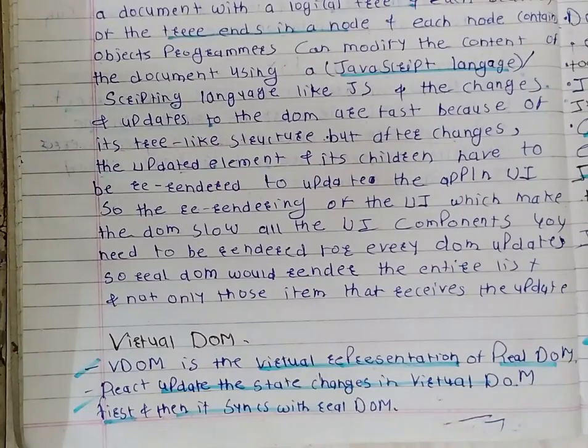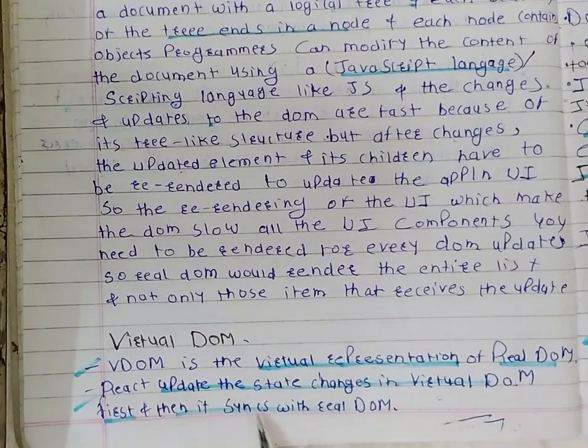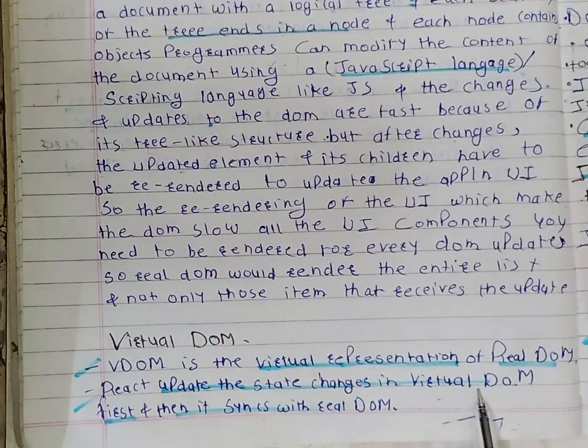Then what is virtual DOM? Virtual DOM, or VDOM, is basically a virtual representation of the real DOM. It is just a simple virtual representation of our real DOM which we saw above. React updates the state changes in the virtual DOM first, and then it syncs with the real DOM.